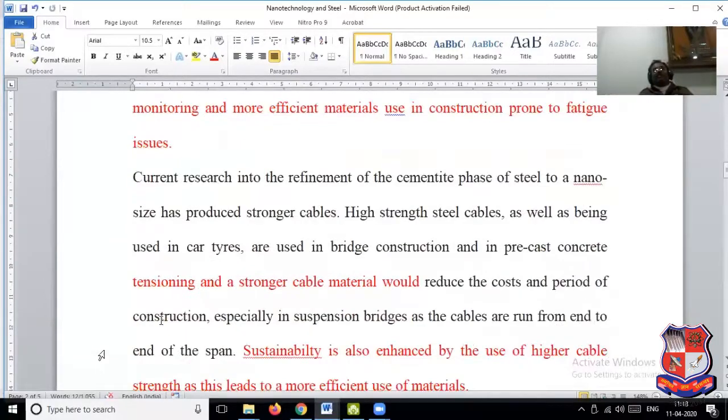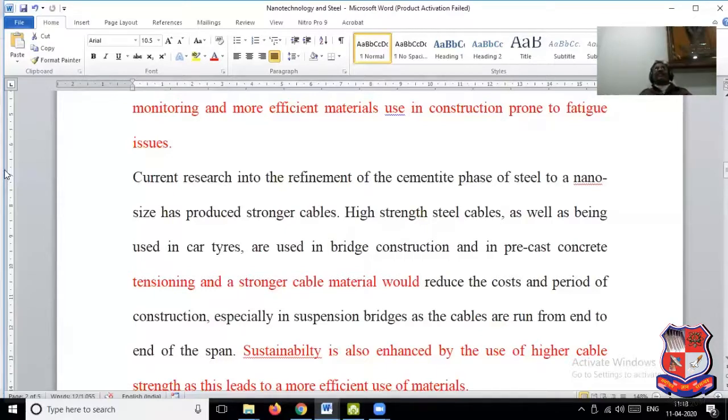For example, one of the issues I have mentioned: current research into a refinement of the cementite phase of steel to a nano size has produced a stronger cable. These high strength cables are also being used in car tires. As you know, in a car tire we have both nano additives, then steel and rubber, and this steel ultimately gives a wonderful strength to the tire. The same steel wire we are using in construction also.